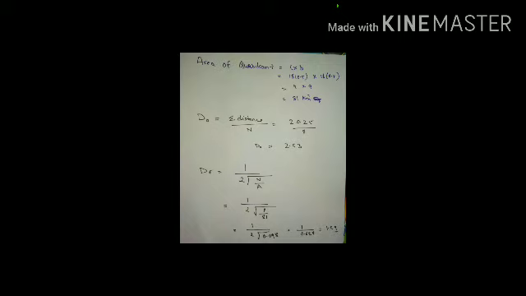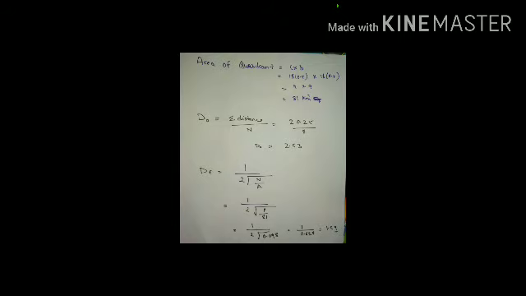Now we will calculate the distance observed, that is DO, which is equal to the summation of distance divided by n. The summation of distance is 20.25 and the number of observations is 8. So distance observed is 2.53.